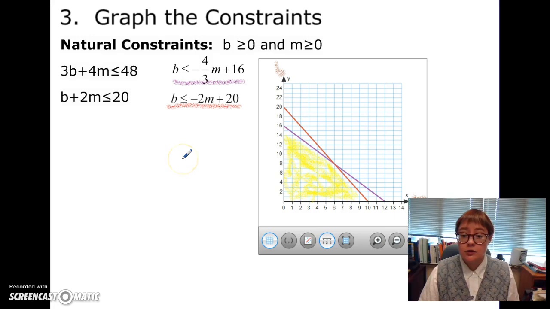And then I look to see where I shade. These say shade inside of quad 1, and both of these say shade below the lines. So underneath both of these lines in quadrant 1 is this yellow region, which I've colored in. So now we've got the constraints all graphed.